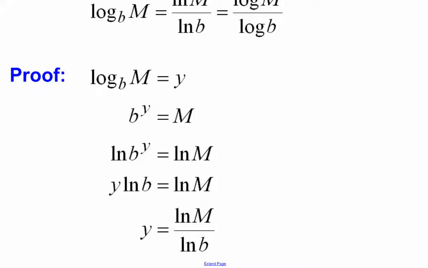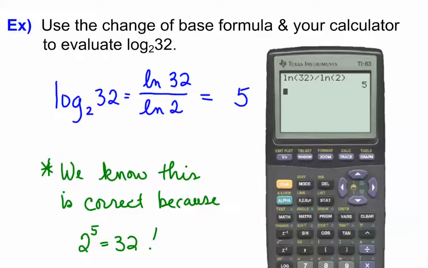So we just proved it. You're not going to have to do that, but I think it's nice to see a simple proof every once in a while. Okay, so let's use this change of base formula and then our calculators to evaluate log base 2 of 32. It says that I'm going to take the natural log or common log, doesn't matter which one, of the thing we're originally taking the log of, so ln of 32, divided by the natural log of whatever the base is, so over natural log of 2.